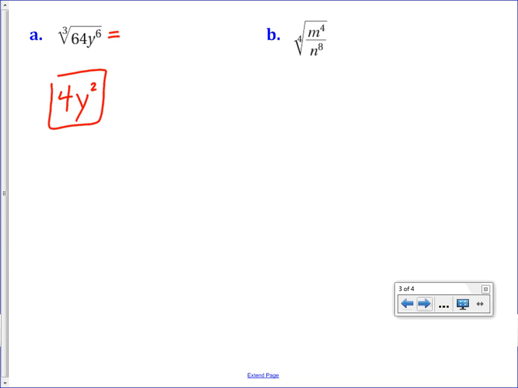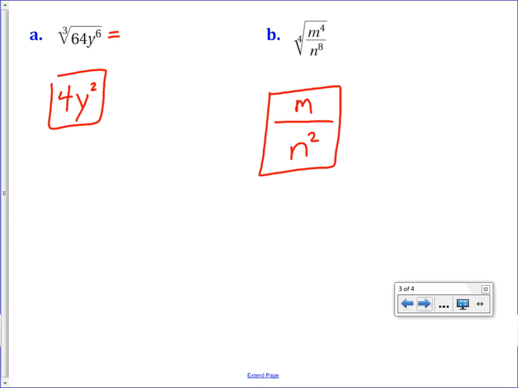Letter B, we have a 4th root. So now we're looking for only perfect fourths that can come out, or groups of 4. On the top of this fraction, we have m to the 4th. The 4th root of m to the 4th is just m on top. On bottom, we have n to the 8th. We can take out 2 groups of 4 n's, so what's going to come out is an n squared.